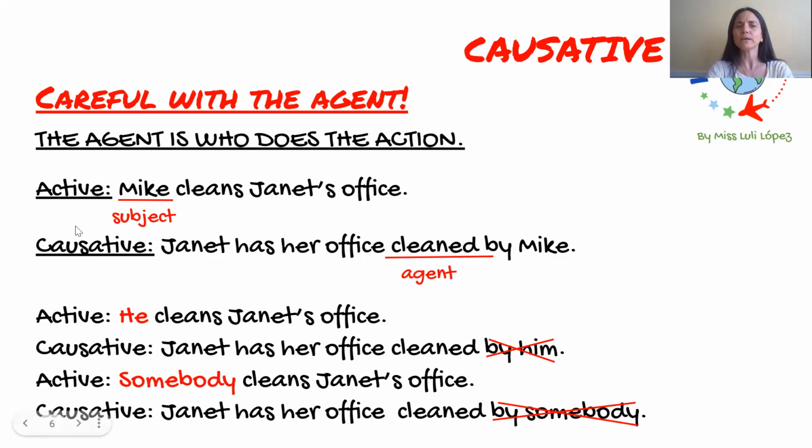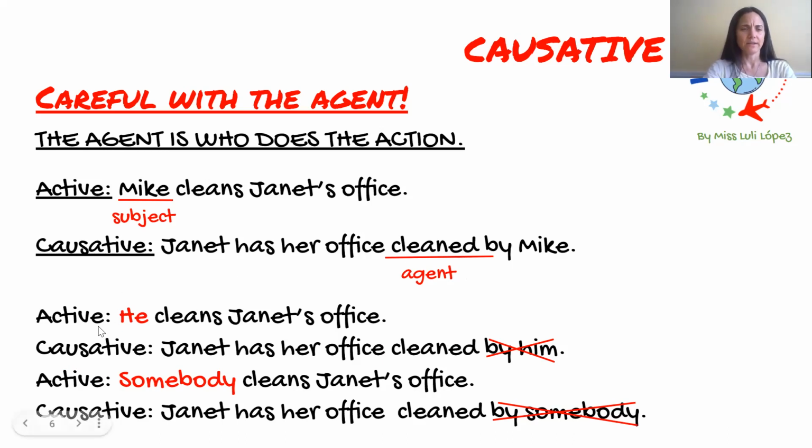If in the active we have Mike cleans Jeanette's office, yes, Mike is the subject. Then in the causative, Jeanette has her office cleaned by Mike. Sorry, by Mike is the agent. I don't know what happened here that it moved from place, but by Mike is the agent.